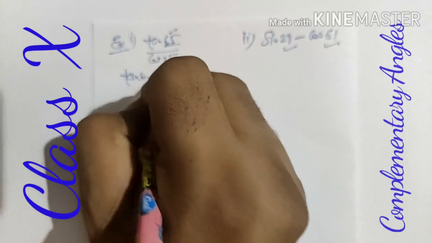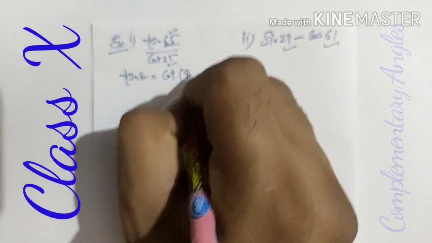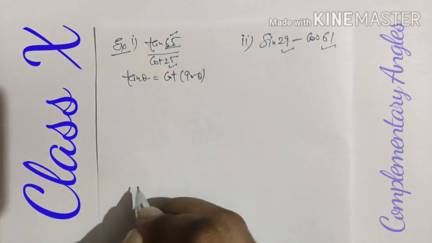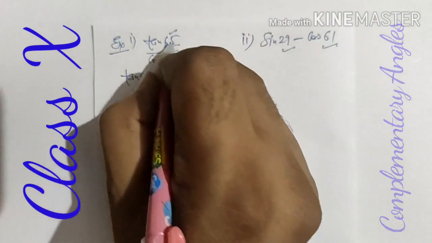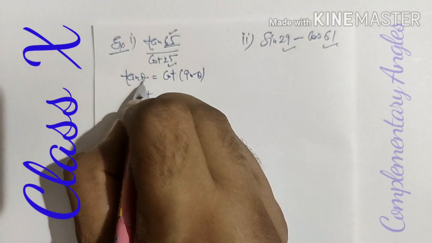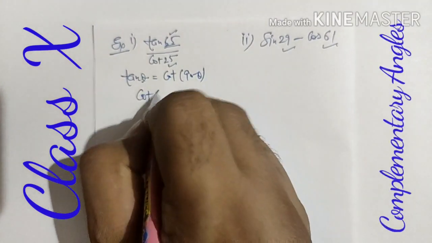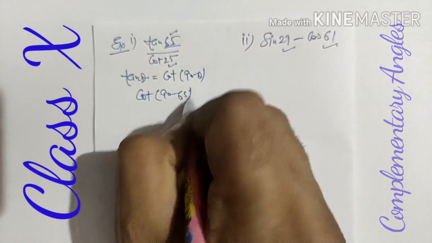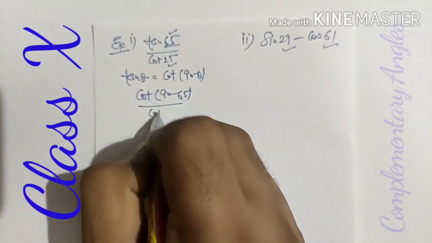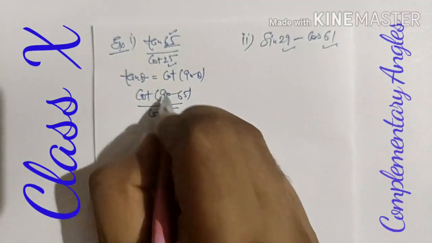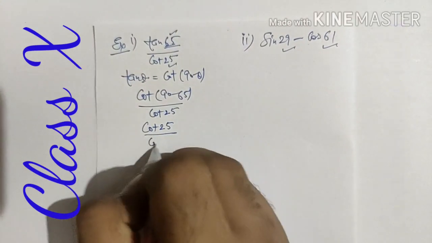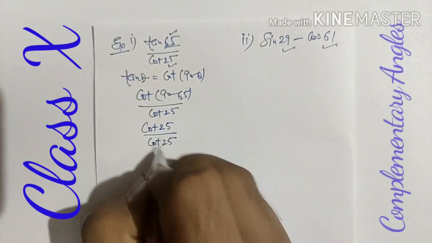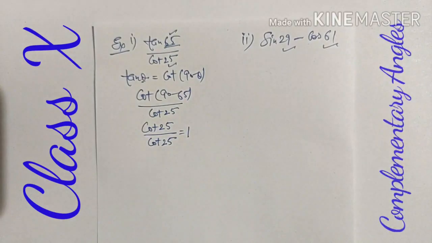It is like tangent of theta, which is given by cotangent 90 minus theta. We are using this one. So in the upper value, cotangent, here theta is replaced by 65. So tangent 65 becomes cotangent 90 minus 65. The denominator remains the same. 90 minus 65 becomes 25. Both are the same, cancel out, so the answer becomes 1.